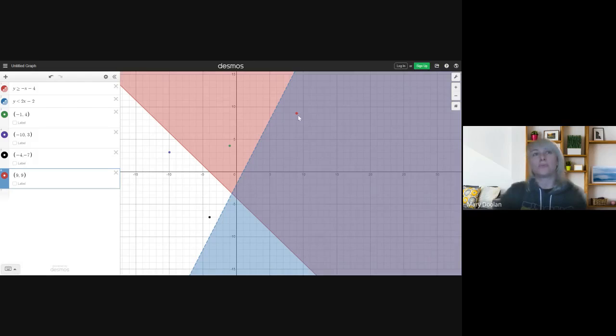And there you go. There's our red point. It is in the purple. That is the solution. The correct answer to that slide is the point 9, 9. So your star should be on 9, 9.